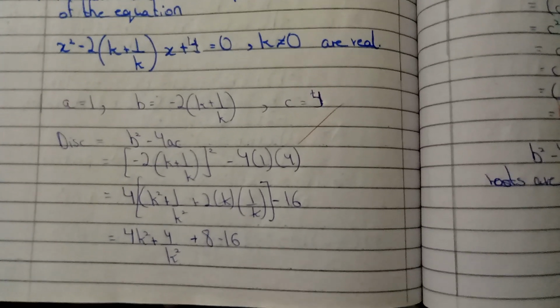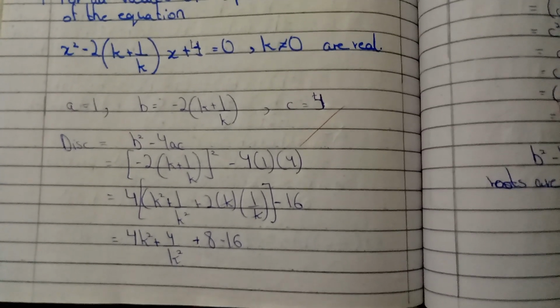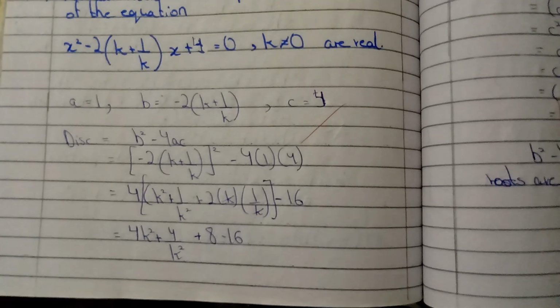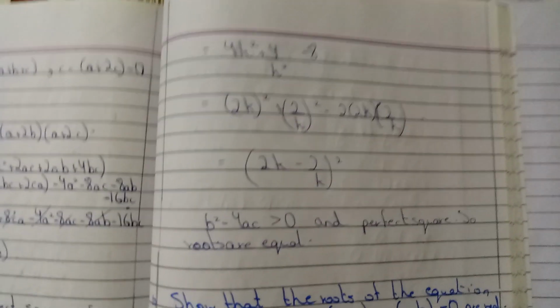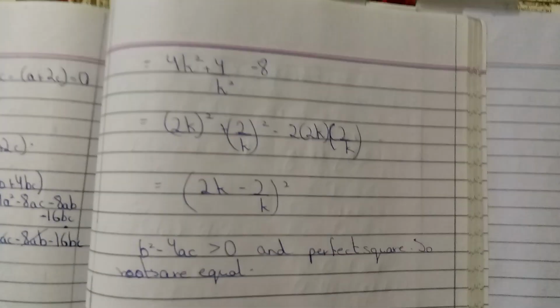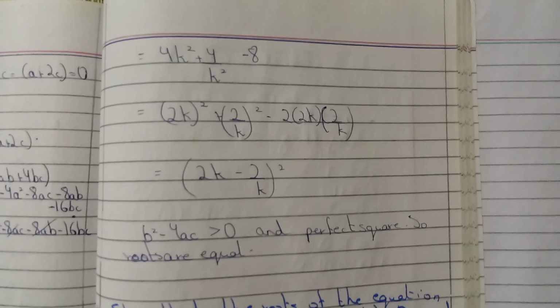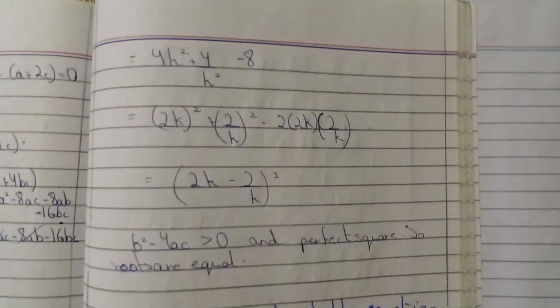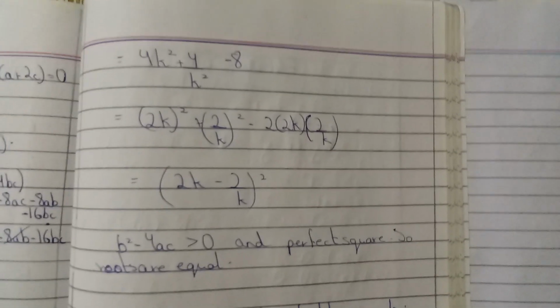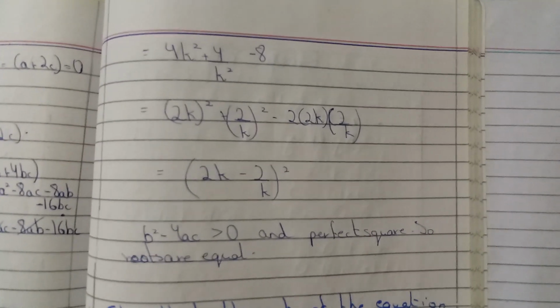We have got 4k square plus 4 over k square plus 8 minus 16, and further we have got 4k square plus 4 over k square minus 8. It is an open formula, we have to close it. We have got 2k minus 2 over k whole square. It is a whole square, so the roots are real, equal, and real also.